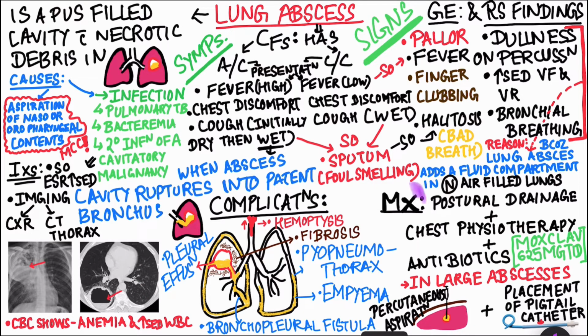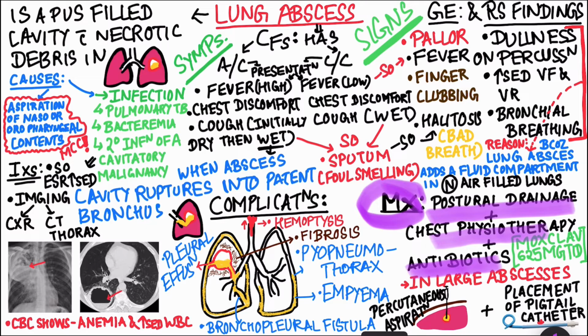Now coming to the management of lung abscess, it includes postural drainage plus chest physiotherapy plus antibiotics. And antibiotics include Moxclav, that is amoxicillin plus clavulanic acid, 625 milligram is the dosage given TID, that is 3 times a day.